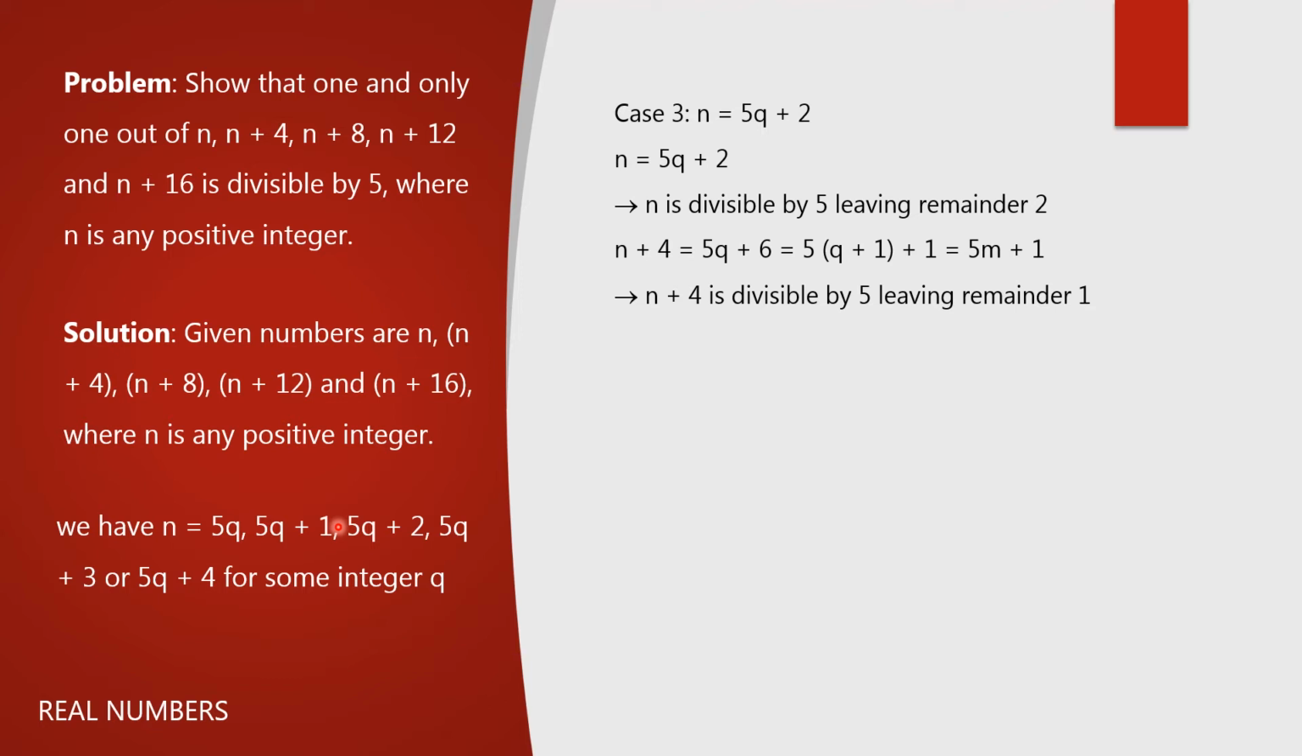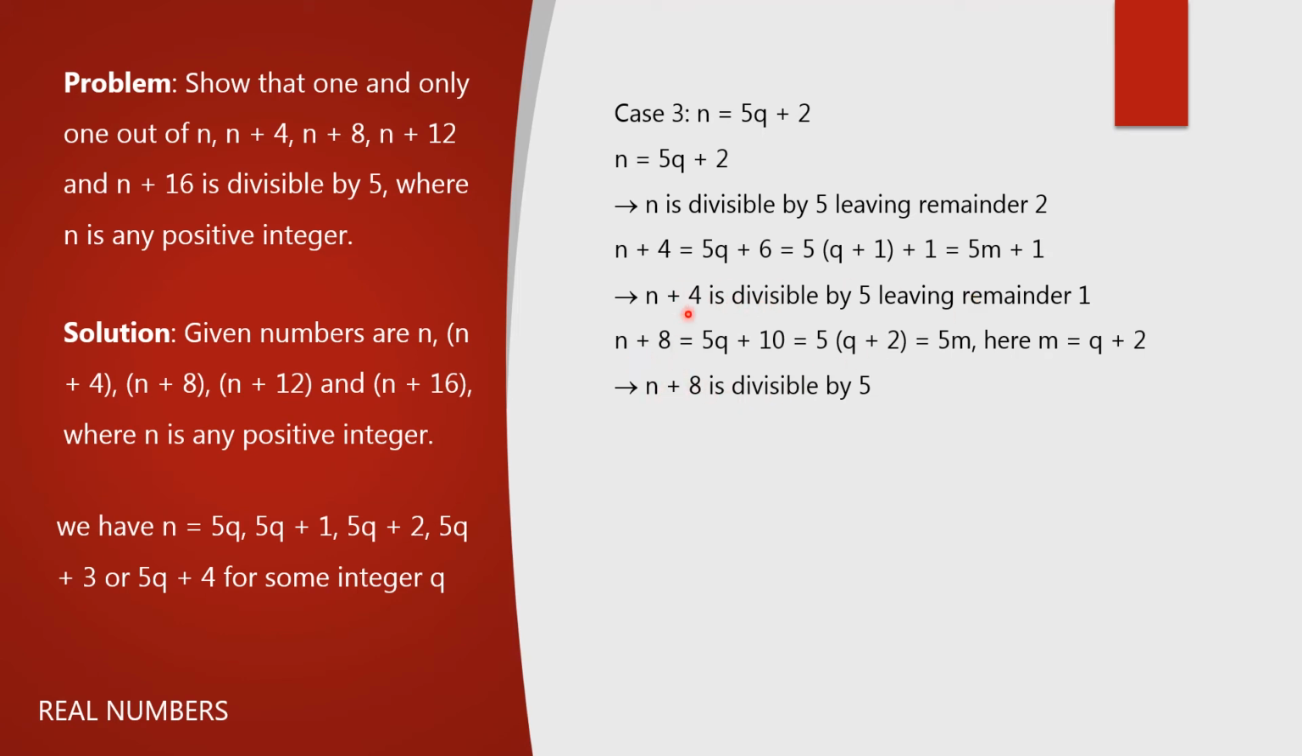I can write 6 as 5 plus 1. We will get 5q plus 5 plus 1, 5 into q plus 1 plus 1. That is, I can write 5m plus 1. Now remainder 1 is less than 5 only. I have n plus 4 is equal to 5m plus 1. You can write this as n plus 4 is divisible by 5, leaving remainder 1. That means n plus 4 is not divisible by 5.